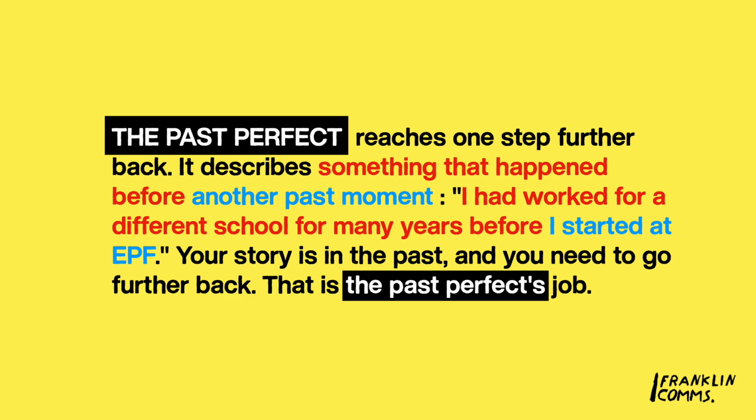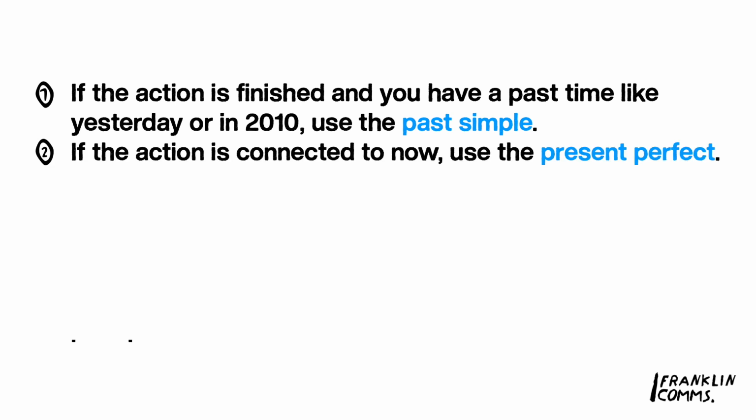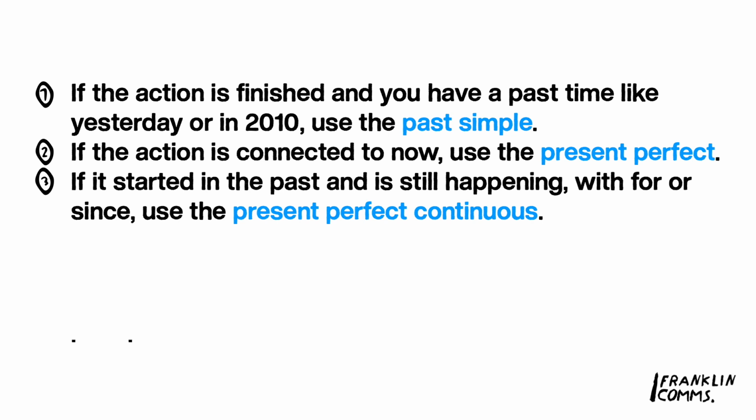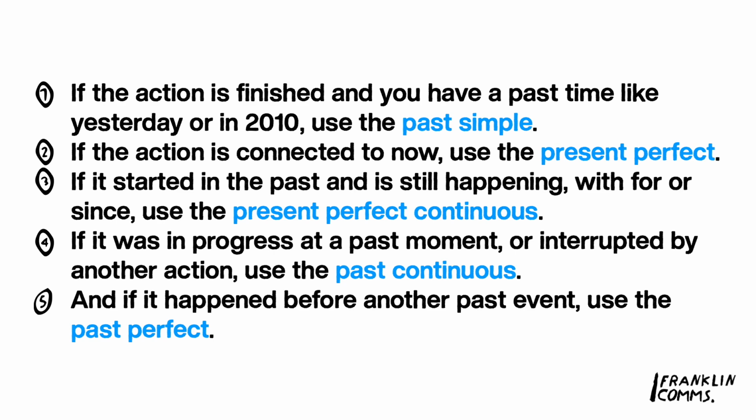Let's bring the 5 tenses together. If the action is finished and you have a past time like yesterday or in 2010, use the past simple. If the action is connected to now, use the present perfect. If it started in the past and is still happening with for or since, use the present perfect continuous. If it was in progress at a past moment or interrupted by another action, use the past continuous. And if it happened before another past event, use the past perfect.